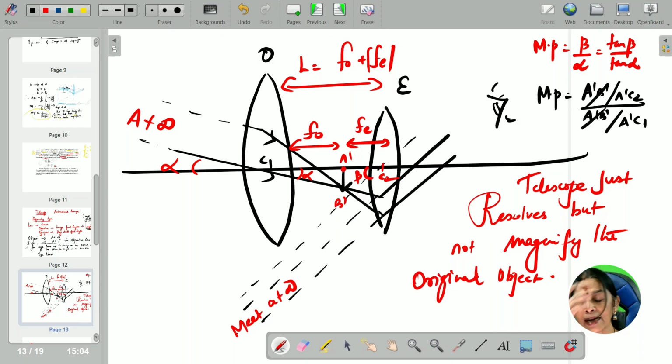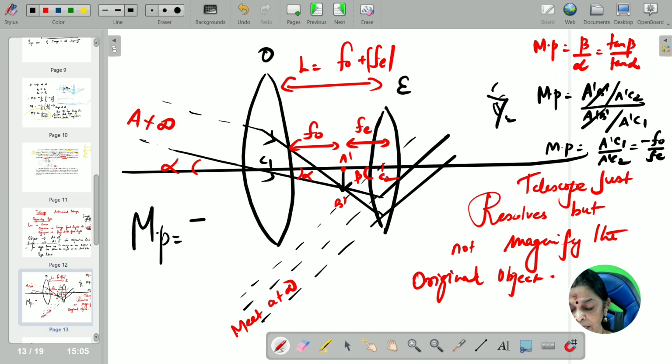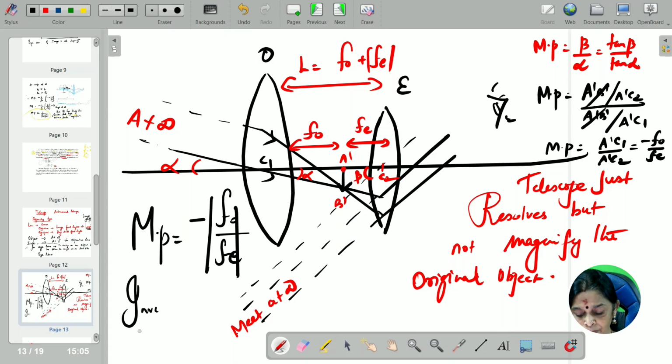A dash B dash gets cancelled. So magnification power will be equal to A dash C1 divided by A dash C2. What is A dash C1 here? FO. What is A dash C2 here? That is FE. So you can simply write minus FO by FE. Minus is not a matter for us, because the negative sign shows an inverted image with respect to the object. The tube length is FO plus FE.